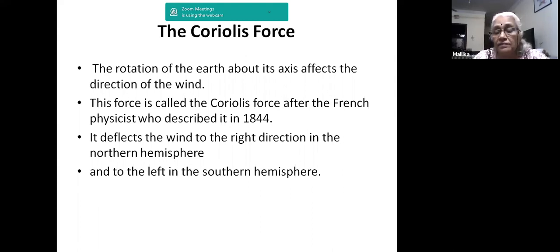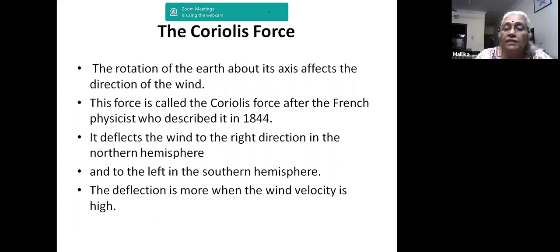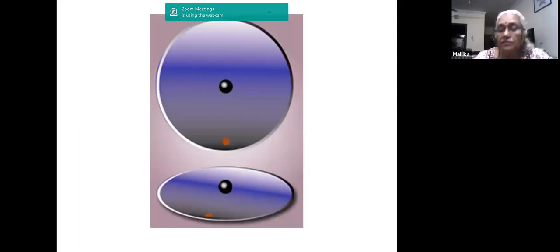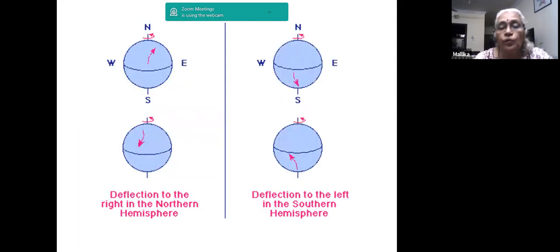So when the air is moving from one region to another, everywhere in the northern hemisphere the wind is always deflected to the right, and everywhere in the southern hemisphere the wind is always deflected to the left. Okay, I'll show you this. When the wind velocity is high, the deflection is stronger because then you can really notice it, otherwise you don't. So here is where the wind is deflected to the right in the northern hemisphere and to the left in the southern. And let's see if this works. Sometimes it does not work on the PPT screen.